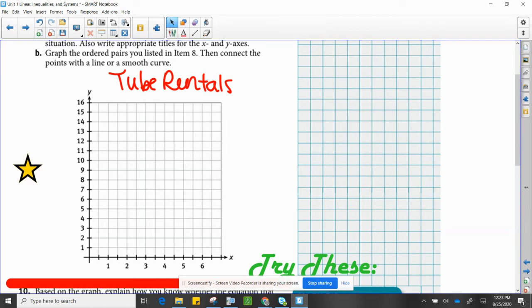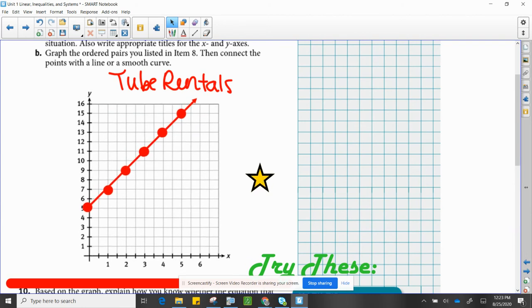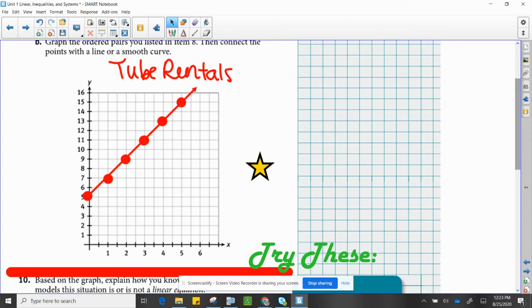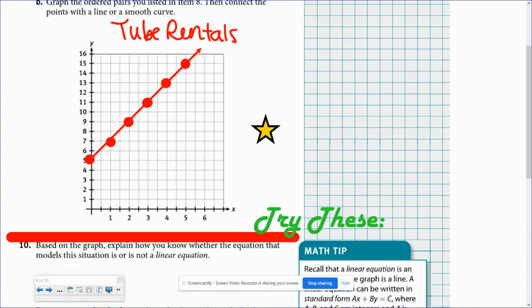Okay. So if you plotted the points that we had, it should have a graph that looks something like this. So there's my 1, 7, 2, 9, 3, 11. Okay. And then it looks like it connects with a straight line. There's not a curve to it. So we're going to use this graph now, and we're going to answer those bottom questions. So I want you guys to actually just answer these on your own and check back for the answer.